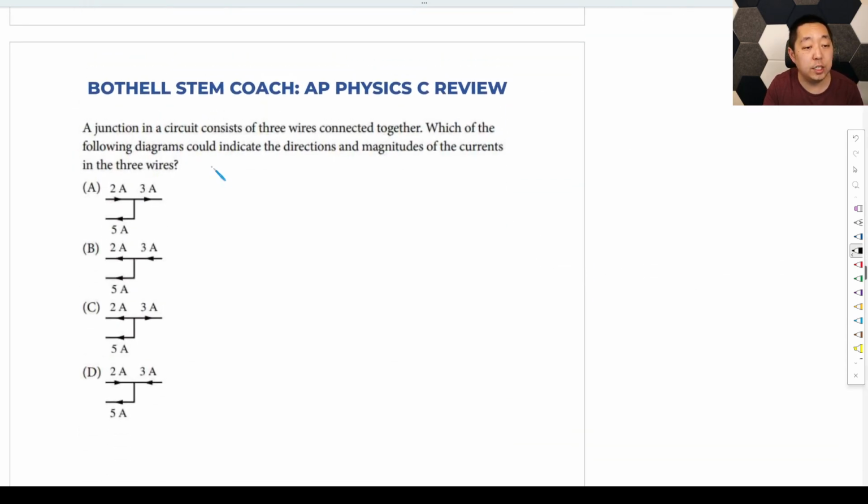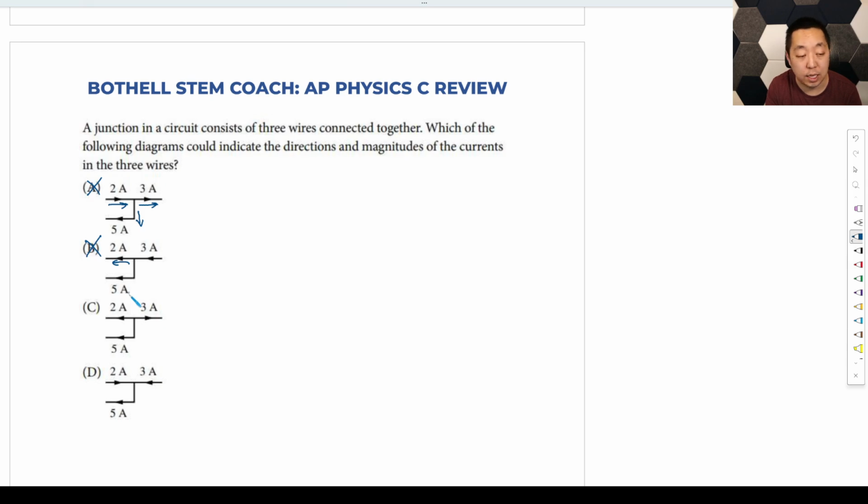A junction in a circuit consists of 3 wires connected together. Which of the following diagrams could indicate the directions and magnitude of the currents in the 3 wires? Remember, all the current going in has to equal the current leaving. So, for example, we have 2 going in and 8 leaving. This can't be true. Here I have 3 going in, 5 and 7 going out.